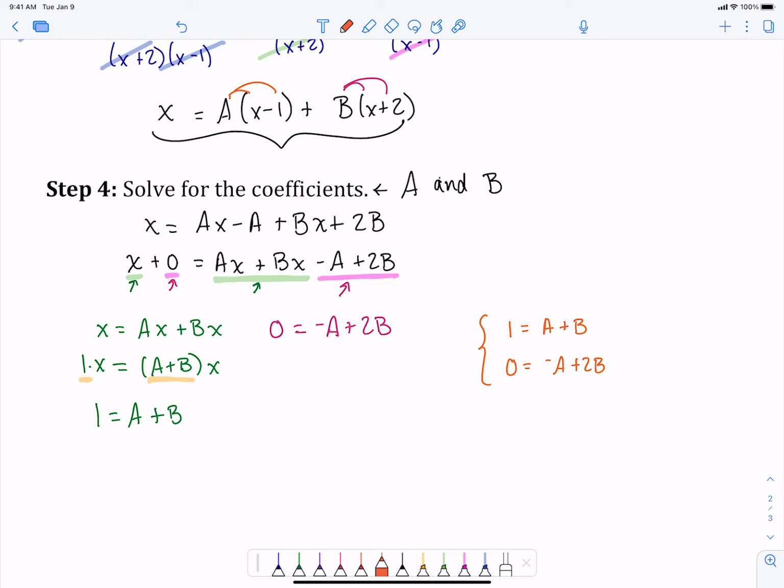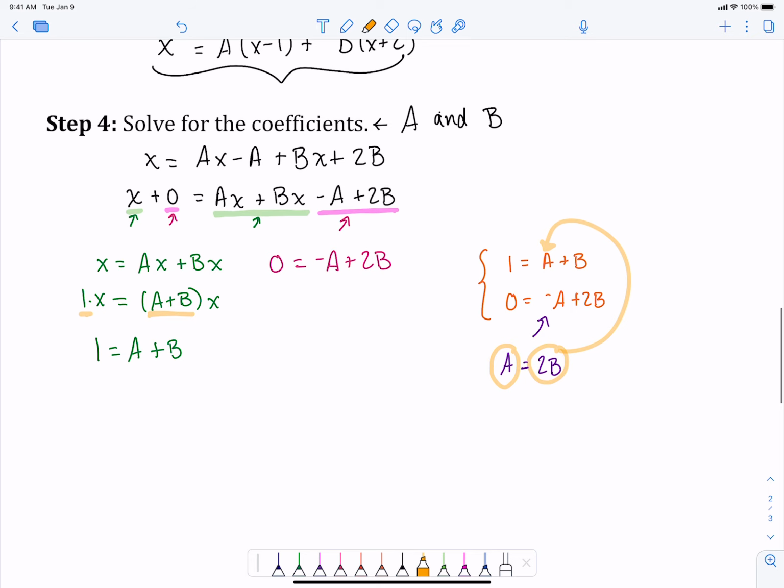So it might be a while since you've solved a system of equations. I'm going to take the second equation and I'm going to add a to both sides to get that a is equal to 2b. And then I'm going to substitute this a being equal to 2b into the first equation. So I'm solving with substitution. This is also one you could solve with elimination if that term rings a bell.